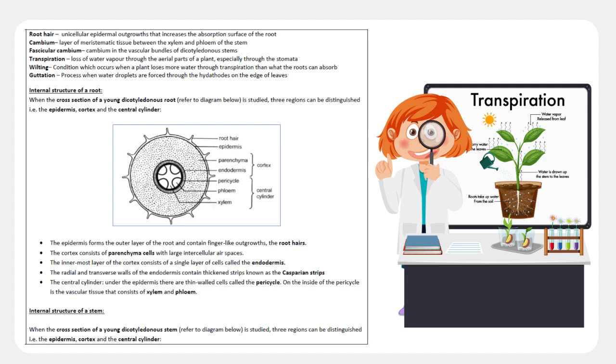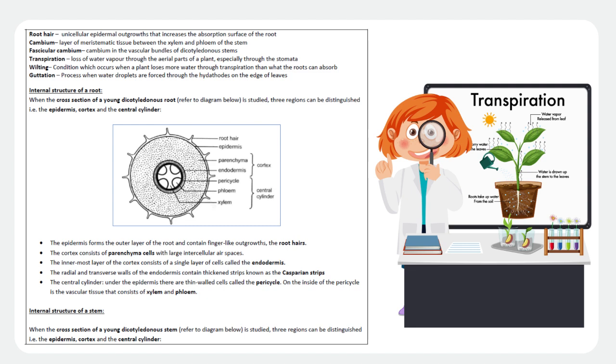The cortex consists of parenchyma cells with large intercellular air spaces. The innermost layer of the cortex consists of a single layer of cells called the endodermis. The radial and transverse walls of the endodermis contain thickened strips known as the Casparian strips. The central cylinder: under the endodermis, there are thin-walled cells called the pericycle. On the inside of the pericycle is the vascular tissue that consists of xylem and phloem.